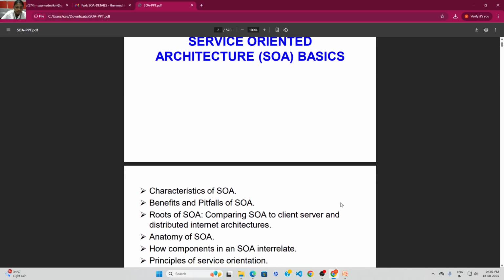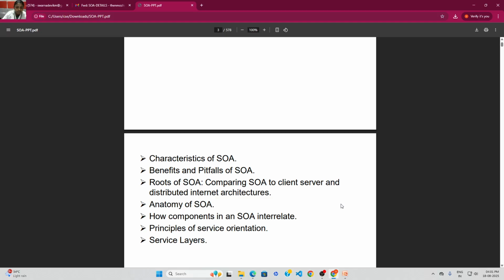First, Unit 1. We have to discuss the characteristics of SOA, the benefits of SOA, the roots of SOA, the anatomy of SOA, the components of SOA, the principles of SOA, and the service layer. These are the topics we have discussed in Unit 1.